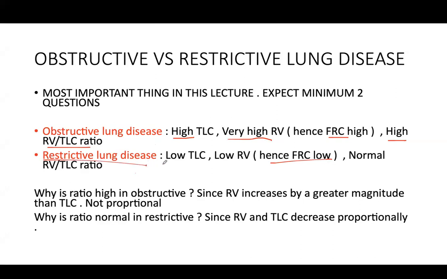Restrictive lung disease is the opposite. So you have low TLC, low RV, and normal RV over TLC ratio. Now, if TLC is low and RV is low, how is the ratio normal? The ratio is normal because both of them are low. It's not like one is low and the other is very low. They're both low, and they're both decreasing proportionally. So there's a proportion. That's why the ratio stays the same.